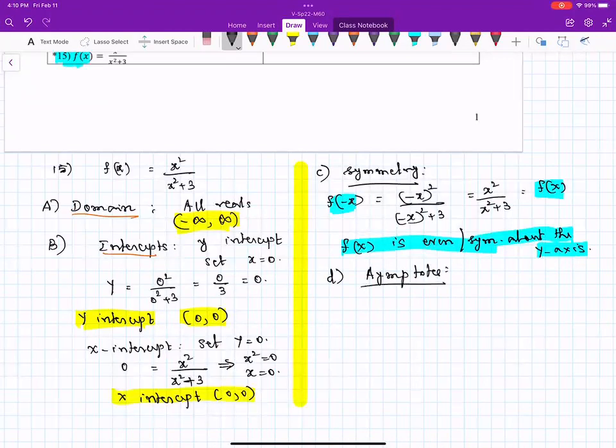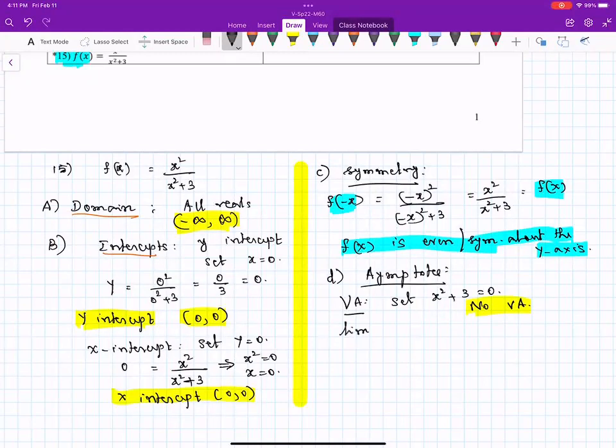Let's start with the vertical asymptote. For a vertical asymptote, you set the denominator to 0, but nothing makes the denominator 0. So there is no vertical asymptote. Is there a horizontal asymptote?